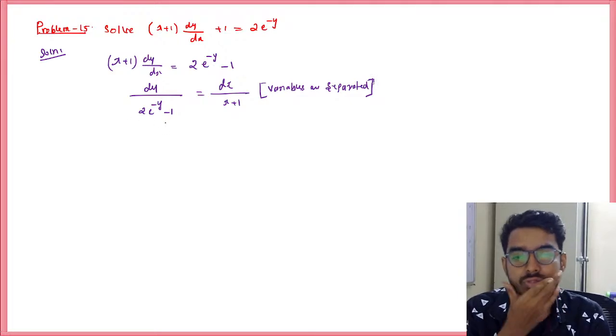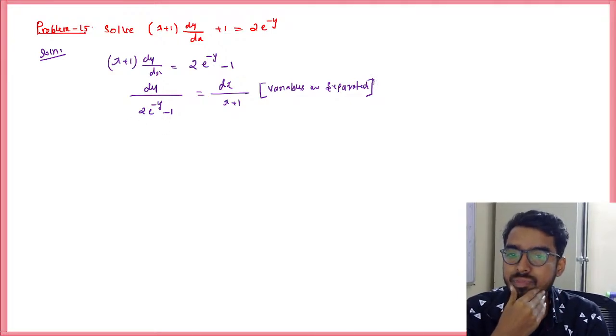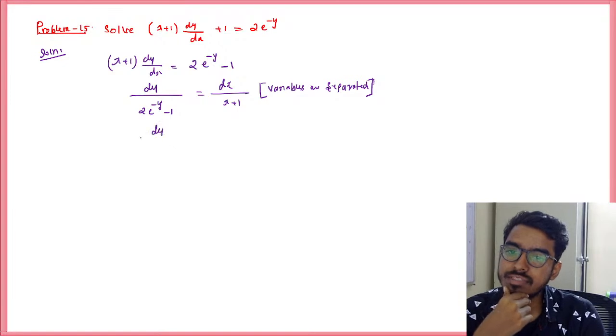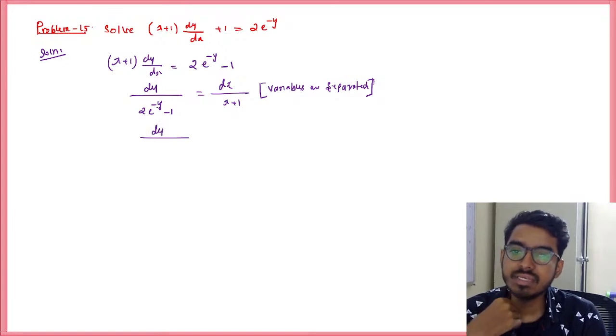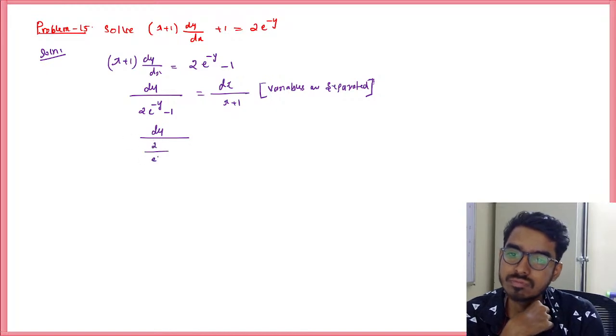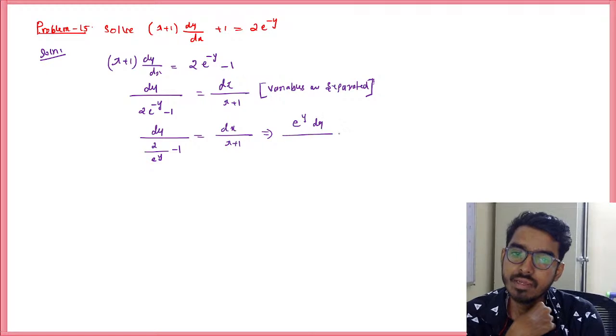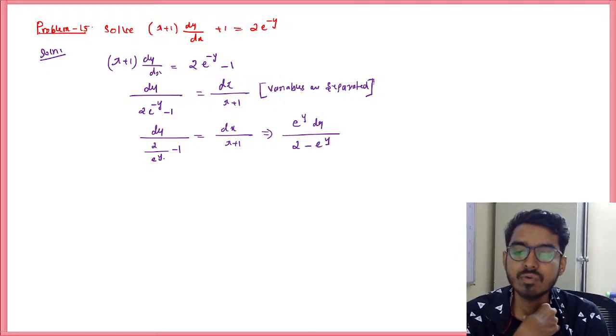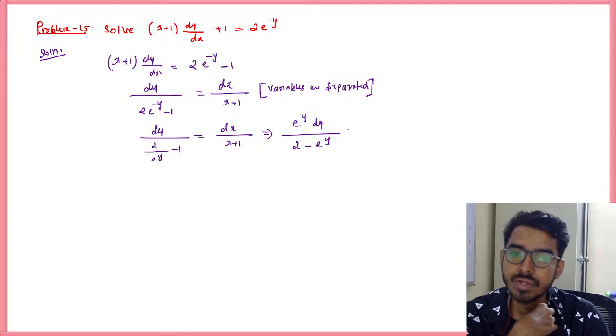Okay. So what we can do is let us try. Let's write this e^(-y) as 1 by e^y. So if we take LCM, we have e^y dy divided by (2 - e^y), right? So (2 - e^y) by e^y. Let's take this e^y to that side. We have dx by (x + 1).